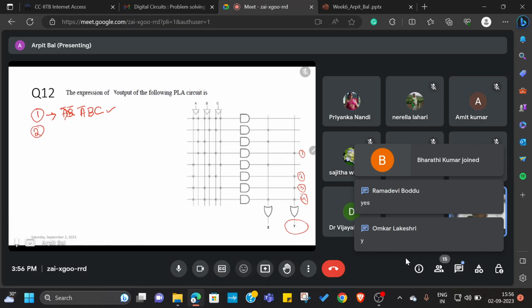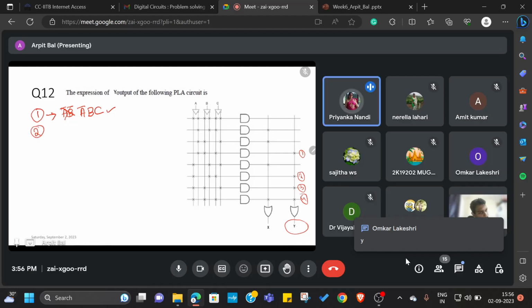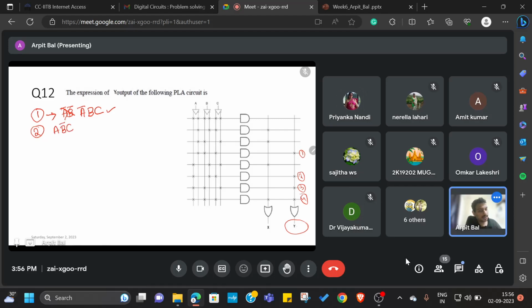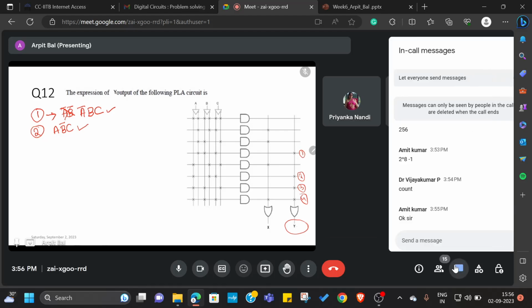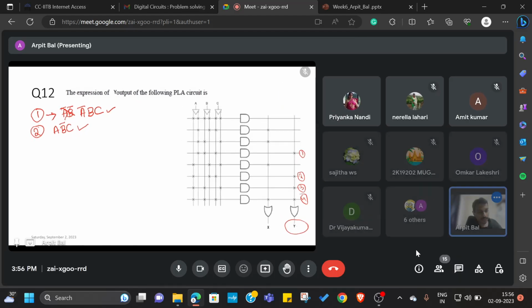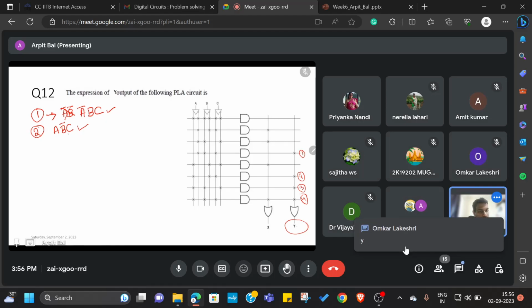What is 2? A, B bar, C. Does everyone agree, or is there anyone contesting this answer? Okay, so what is the third number? A, B, C bar. Okay. What is the fourth one?